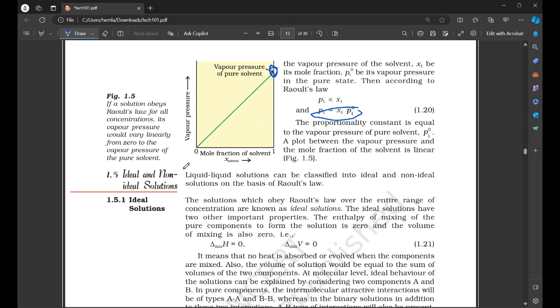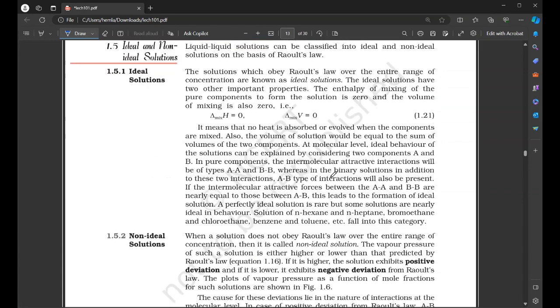Okay, we are on ideal and non-ideal solutions. Liquid solutions can be classified into ideal and non-ideal solutions on the basis of Raoult's law. So this law, Pi is equal to Xi into Pi not, using this we will make two types of solutions: ideal solution and non-ideal solution. I will give the summary of this.